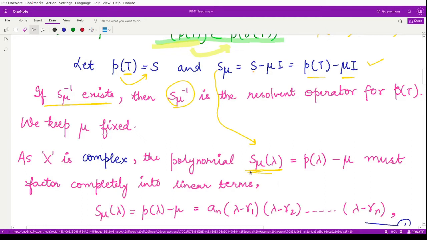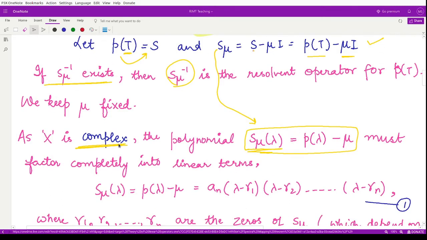So now for this polynomial, we say this polynomial should factor completely in linear terms because x is complex, and we know the space of complex numbers is complete in itself. So that means no closure exists for that space. That means all the polynomials in this complex number space factor completely into linear terms. That is a result that we already knew from algebra and field theory.